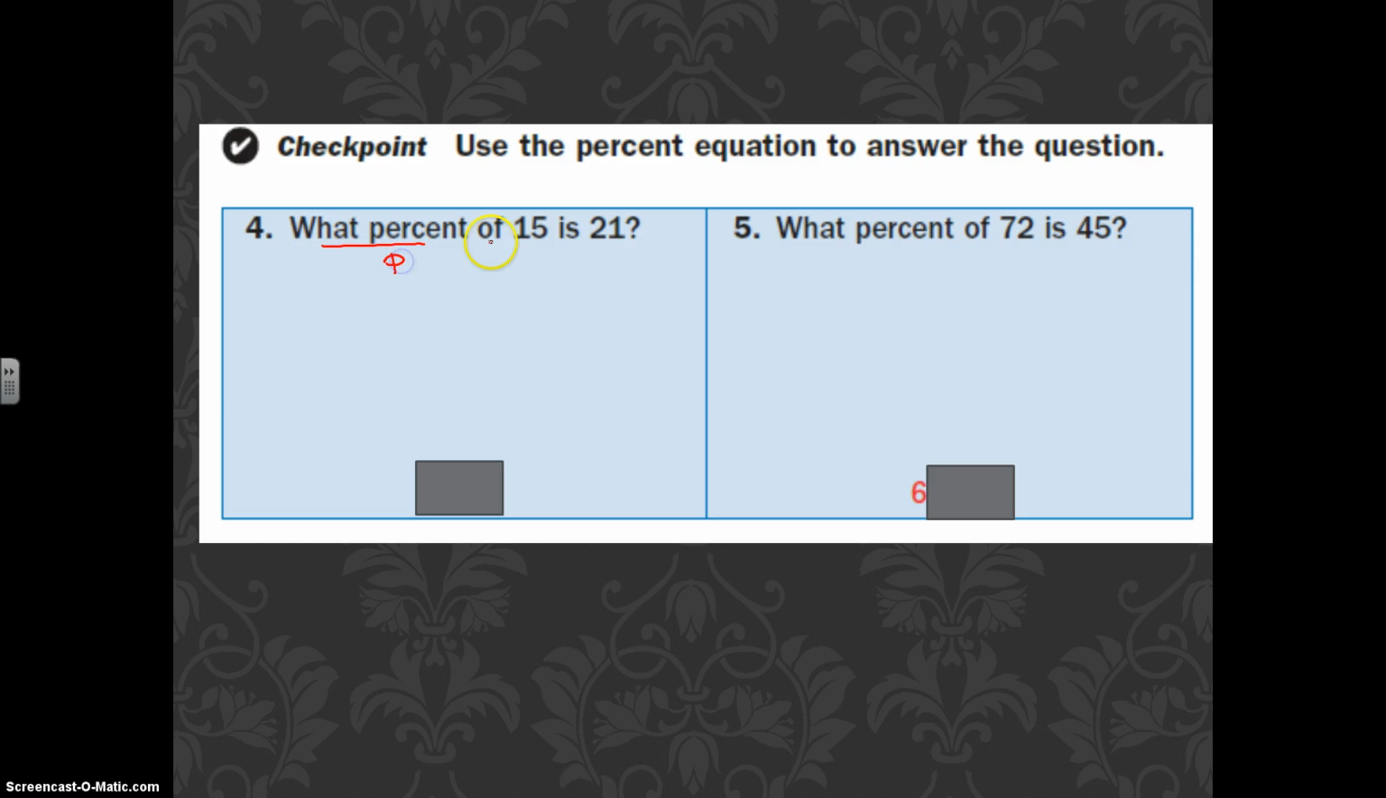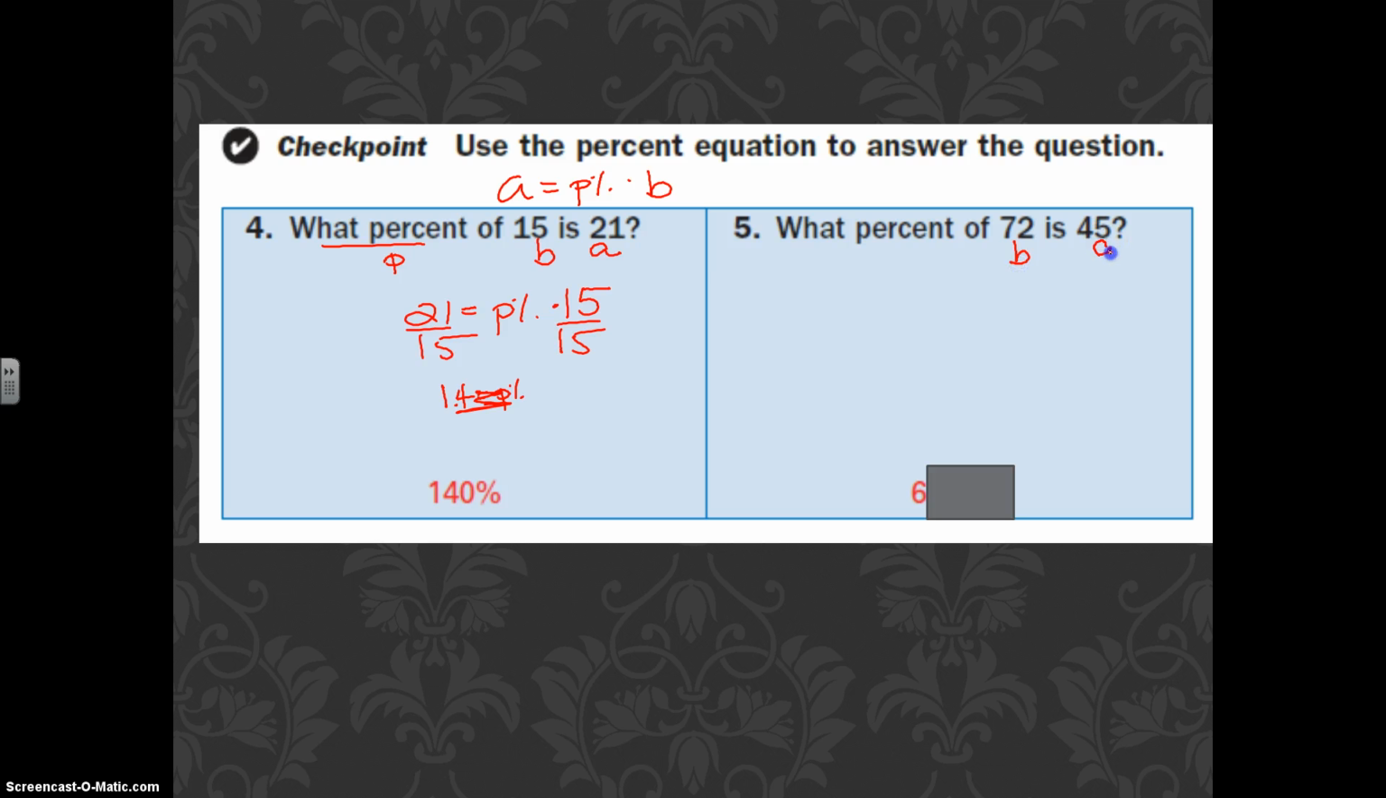You don't know P. Here's the "of", so 15 is B. This is A. 21 equals, and again, it's A equals P percent times B, P percent times 15. Divide both sides by 15. You end up with 140%. Be careful, remember that 1.4 was not your answer. You had to change it.